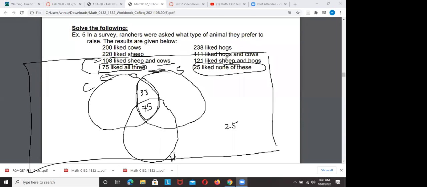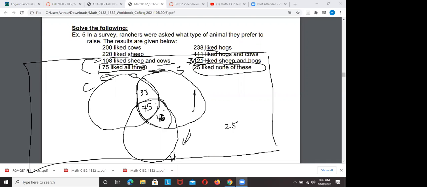Okay, so next we're going to do sheep and hogs, 121. Here's hogs, here's sheep. These two have to add up to 121. 121 minus 75 equals 46. So we have 46 in here. If you look at both of these, 75 and 46, they add up to 121.